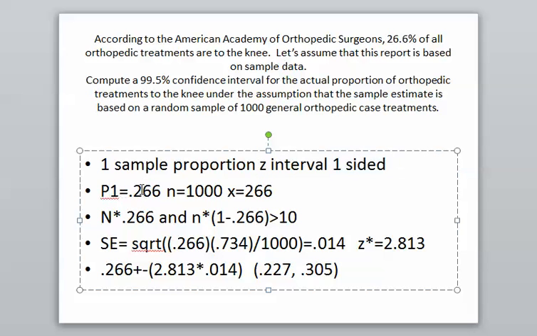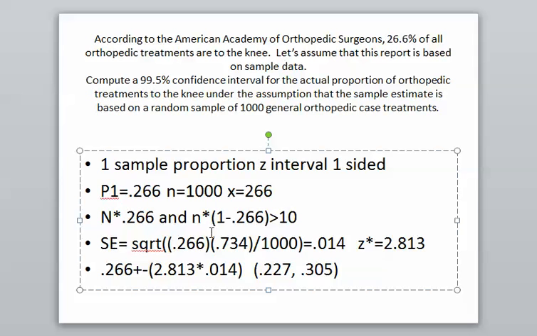So P1 is equal to 0.266. N is 1,000. So X has got to be equal to 0.266 times N, and N times 1 minus 0.266 is greater than 10. Don't have any problem with that.